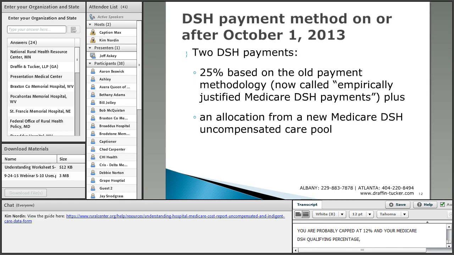What we really want to point out here is that going forward, even after the transition to the institution of the uncompensated care payment portion of your Medicare disproportionate share hospital funding, this still remains the trigger for payment eligibility. You have to meet the criteria as established under the empirical or old methodology in order to be able to participate in the 25% of the old and the new uncompensated care payment component.